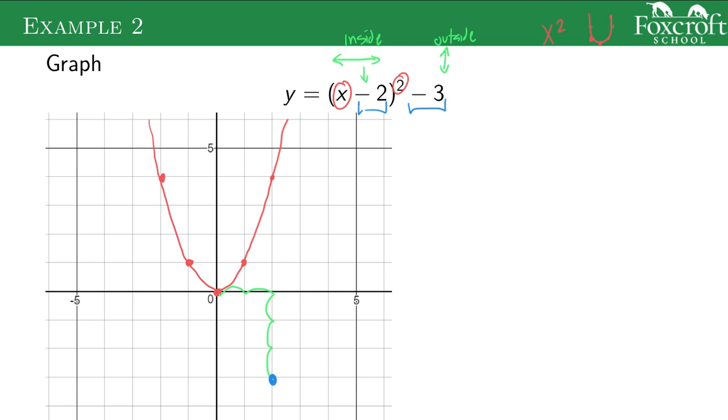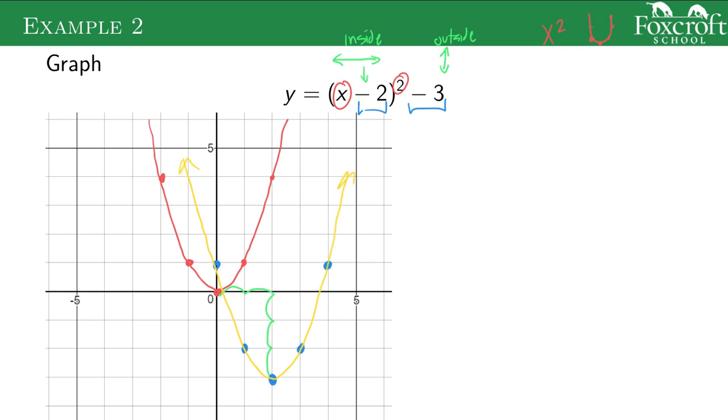And all the other points, those nice 5 points I have, are all going to do the same thing. So right 2, down 3 gives me a point there. Right 2, down 3 gives me a point there. Right 2, down 3 gives me a point there. Right 2, down 3 gives me a point there. So now I have this nice parabola that's just shifted right and down.